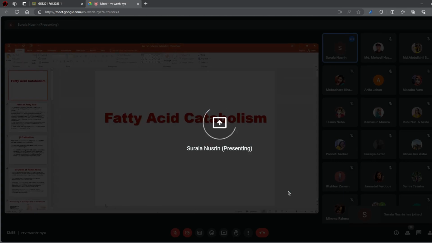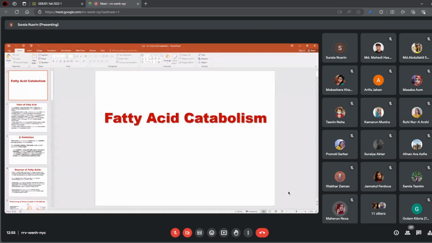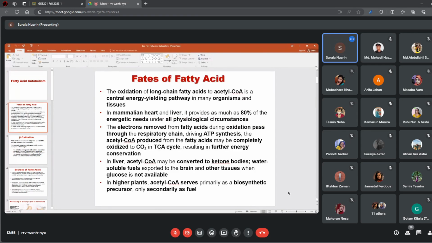ওকে, দেখতে পাচ্ছ? Is it visible? Yes, ma'am. So the next one we are going to learn catabolism of fatty acid. Fatty acids are the monomer of lipid. So same way we have learned what are the fates of glucose, if you remember. So here we are also focusing on that.